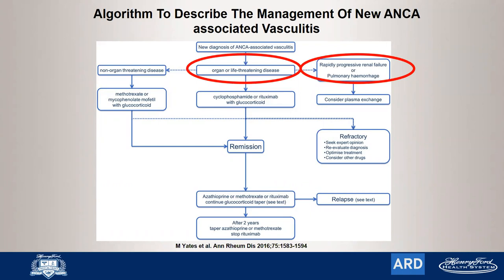So for organ or life-threatening disease, it's cyclophosphamide or rituximab with steroids, and you'll see with all these regimens with cyclophosphamide or rituximab, you always have steroids at baseline in addition to these immunosuppressants.